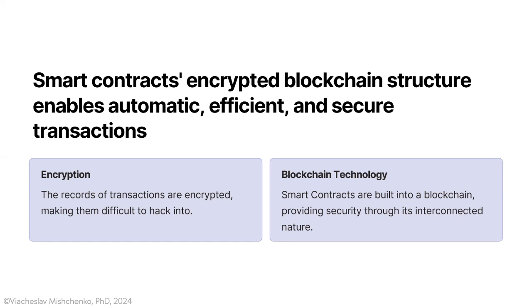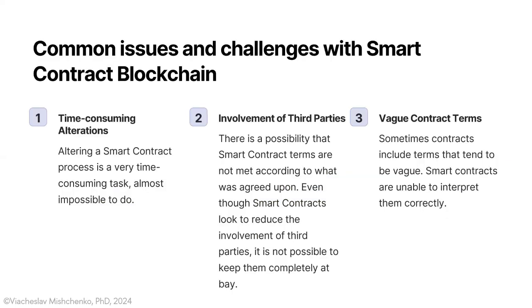And it's this combination that makes smart contracts not just secure, but truly revolutionary for business operation. The next slide. Now I would like to discuss some critical challenges we face when implementing smart contracts on blockchain. Let's highlight three main issues that every developer and business needs to be aware of. So first, let's talk about modifications.